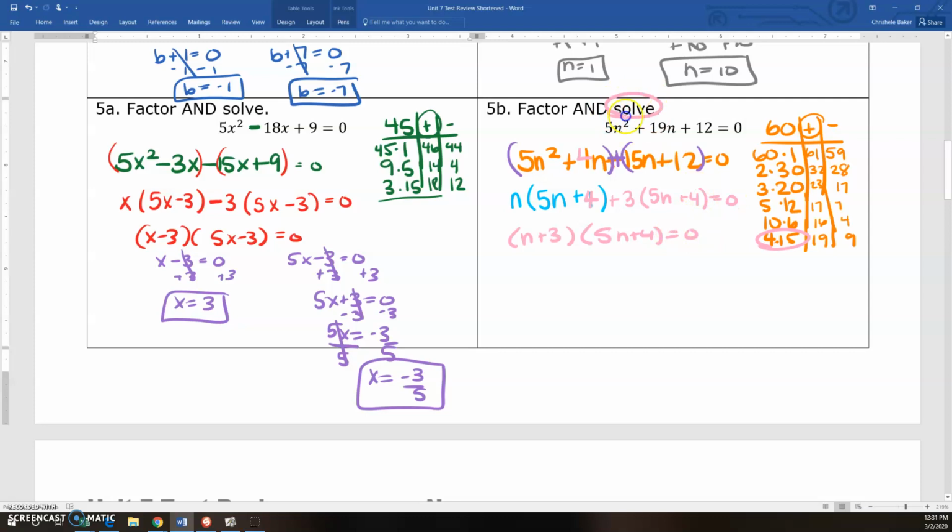Since we are solving, I need to take both of these factors and set them equal to 0. So n is negative 3. And n is negative 4/5.